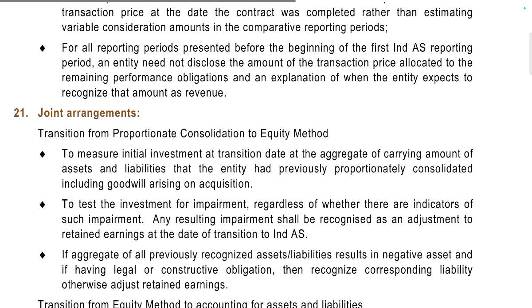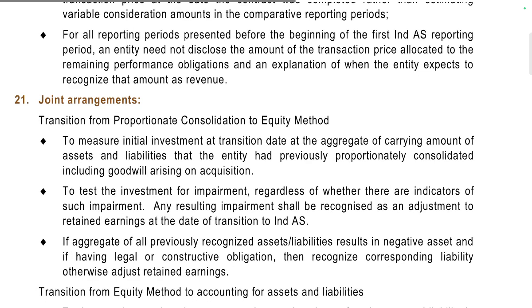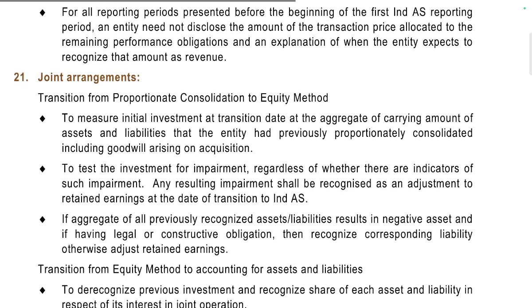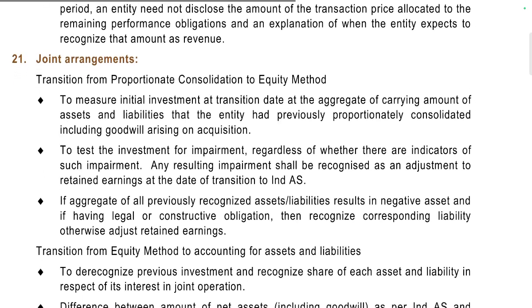The entity need not disclose the amount of transaction price allocated to the remaining performance obligations and an explanation. Now, when the entity expects recognition, then it is recognized as revenue.